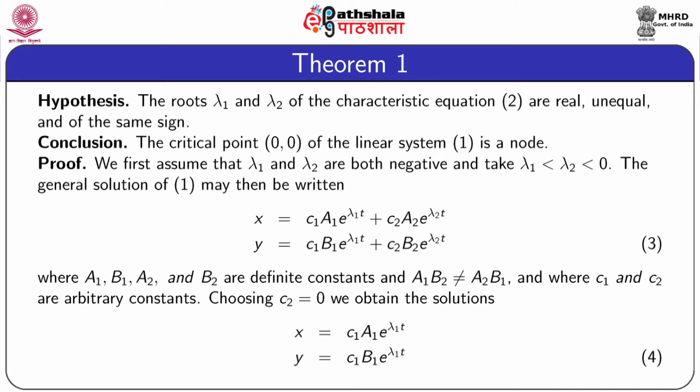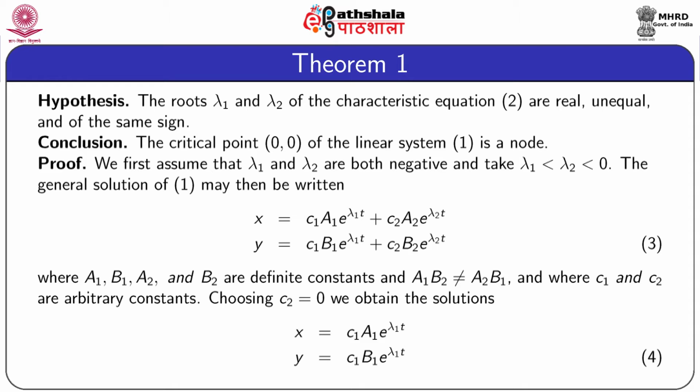Now, the general solution of the linear system 1 may be written as x equal to c1 a1 e to the power lambda 1 t plus c2 a2 e to the power lambda 2 t, and y equal to c1 b1 e to the power lambda 1 t plus c2 b2 e to the power lambda 2 t, where a1, b1 and a2, b2 are definite constants provided a1 b2 is not equal to a2 b1, and c1 and c2 are arbitrary constants.